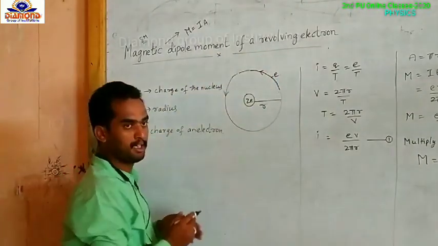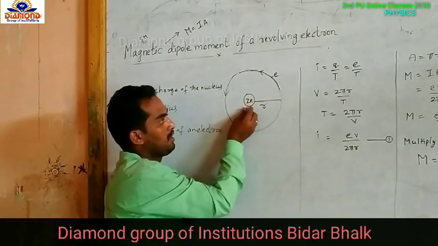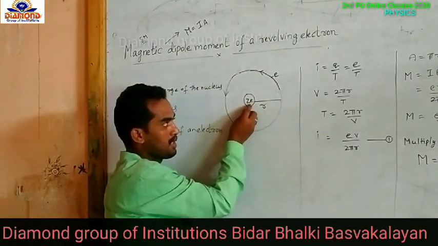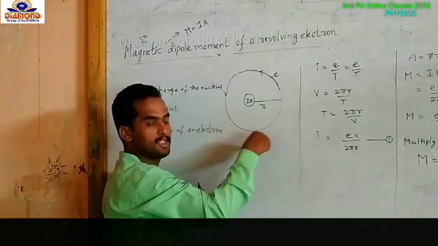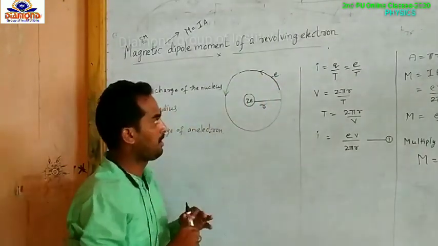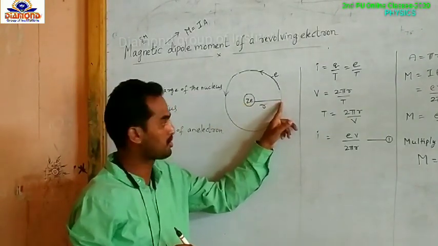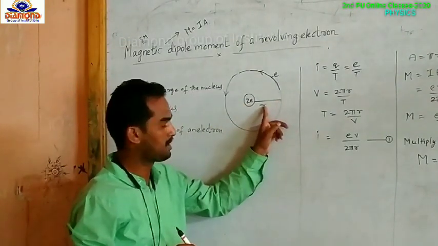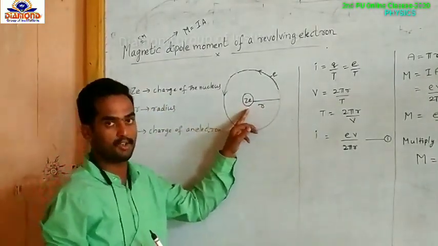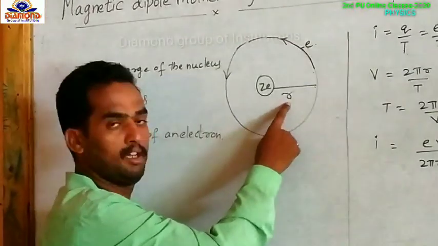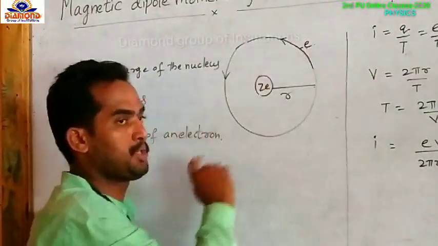See the diagram. Here it is an atom, having a nucleus with charge Ze, where the electron is revolving around the nucleus in a circular path. The distance between the nucleus and the outermost orbit electron is r. So Ze, what is Ze? Charge of the nucleus. What is r? The distance, we can say the radius, and e is the charge of the electron.